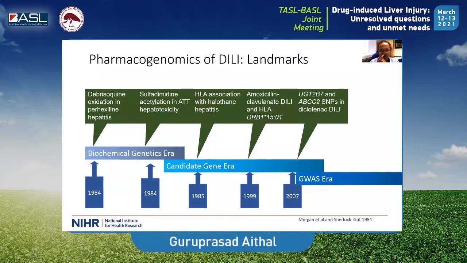Going through the history of pharmacogenomics, the initial phase is called the biochemical genetics era, when phenotyping was done by giving someone a drug, measuring the metabolites, grouping people based on the phenotypes, and then inferring the genetic background. In that way, identification of genetic susceptibility to drug-induced liver injury from debrisoquine and anti-TB drugs had already happened in the 1980s. Then came the candidate gene era, when HLA association with halothane hepatitis and HLA association with co-amoxiclav induced liver injury occurred in the 80s and 90s.